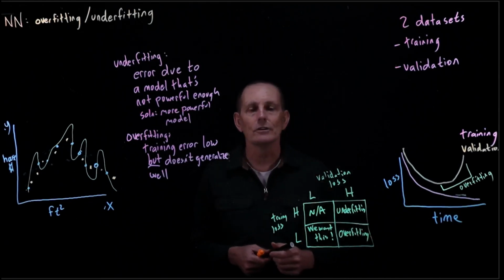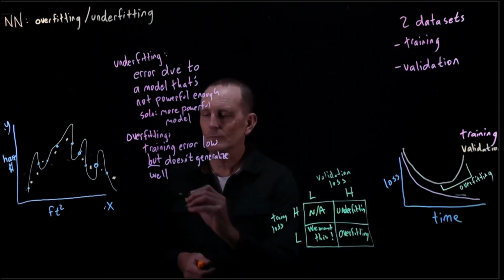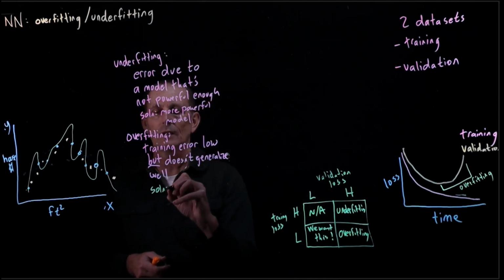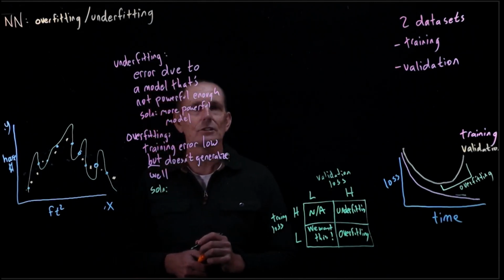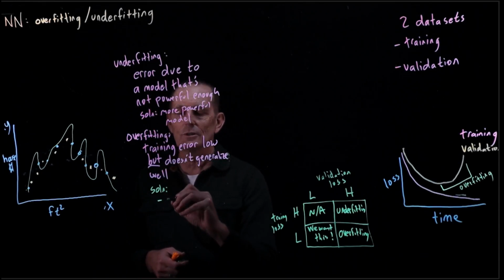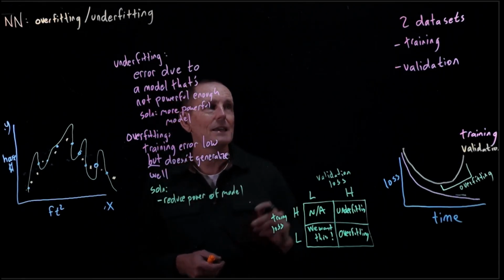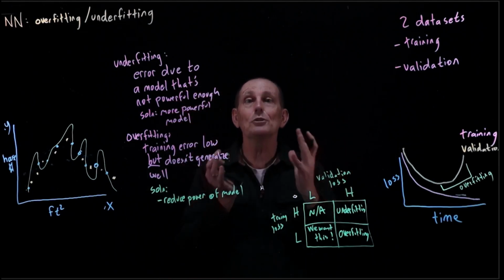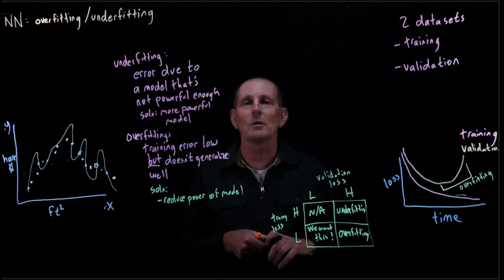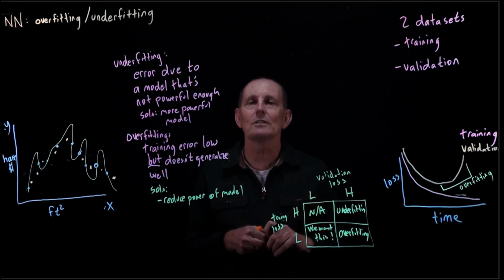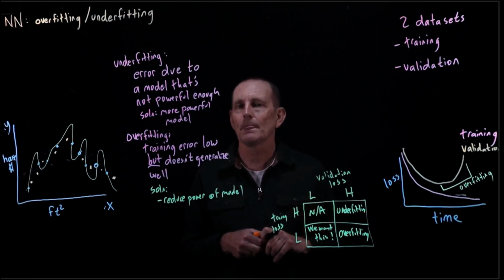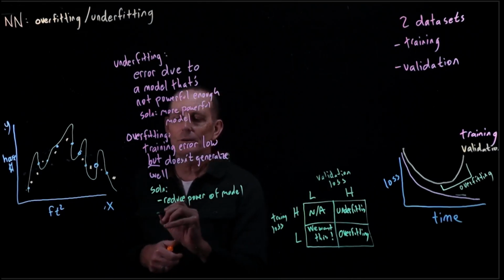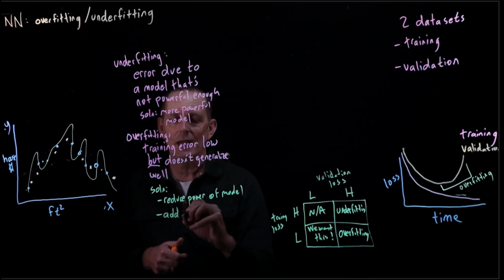How do we solve overfitting? Really, there are a variable number of solutions. One solution is to reduce the power of the model. That is, when we're training, we have theta, all these parameters. We want to have fewer such parameters. If we're talking about a polynomial, we have a smaller degree polynomial, for example. Another thing we can do is add more training data.